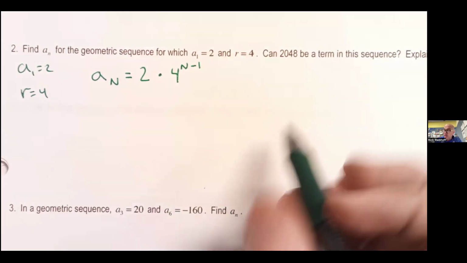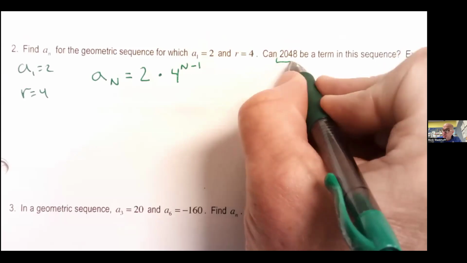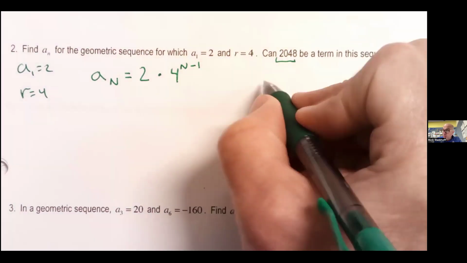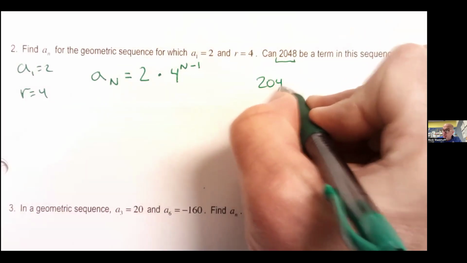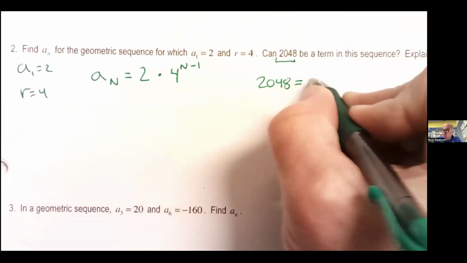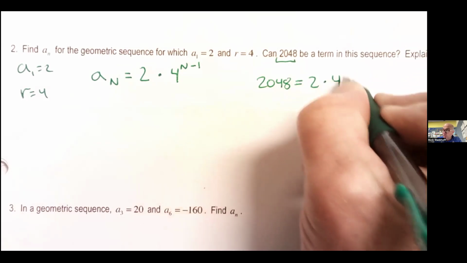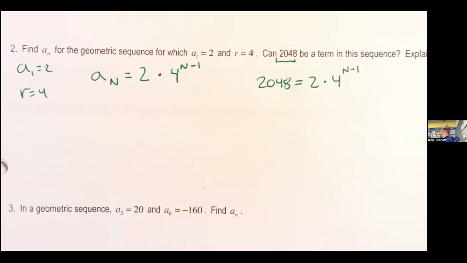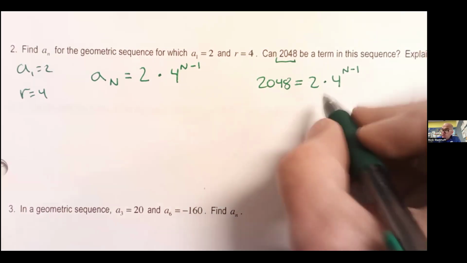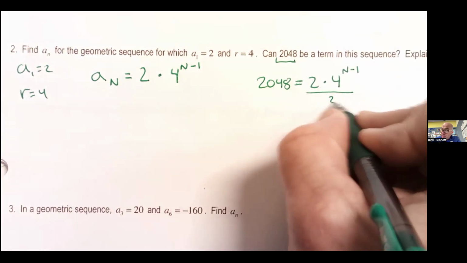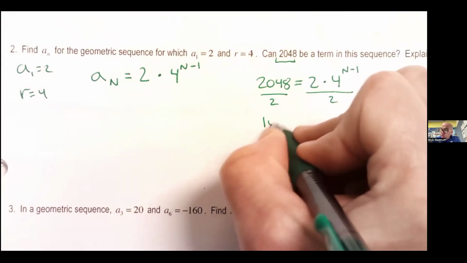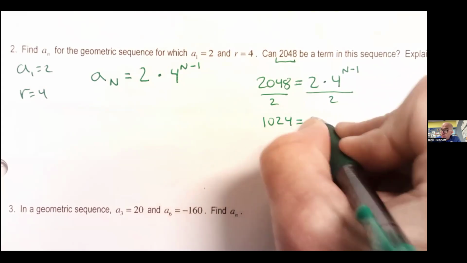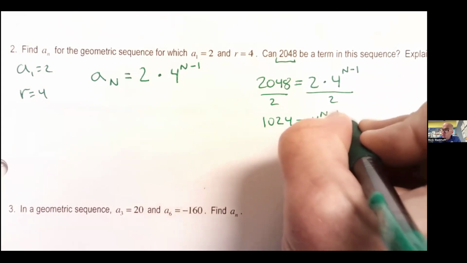The next thing I'm going to do is I'm going to say, well, could this be a term? Well, let's go. 2048, is that equal to 2 times 4 to the n minus 1? This is tricky, y'all. A lot of different ways to play with this. The first thing I'm going to do is divide both sides by 2. Hope you're okay with that. 1024 is equal to 4 to the n minus 1 power.